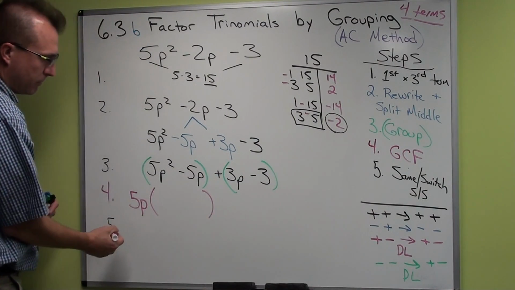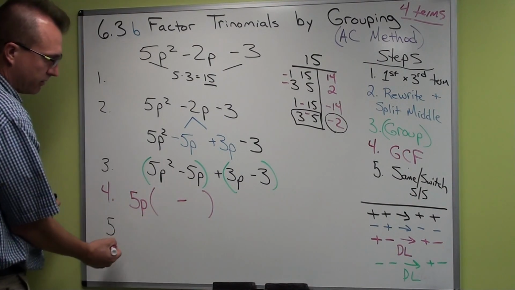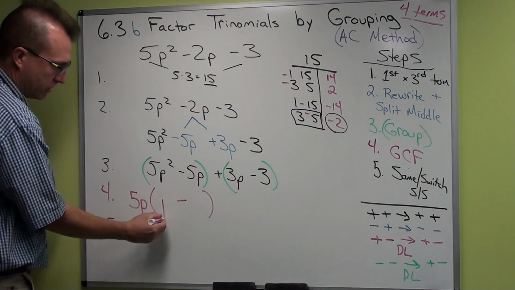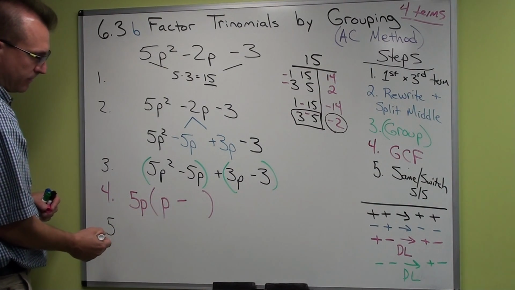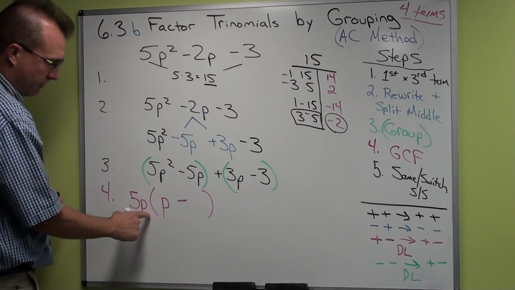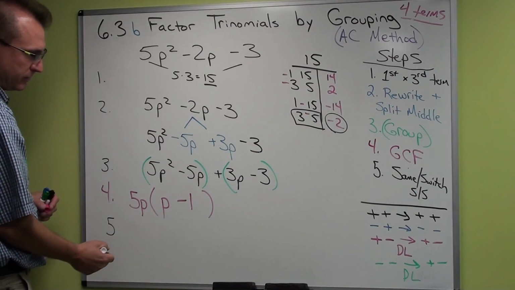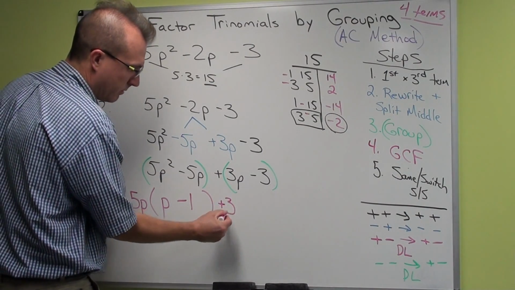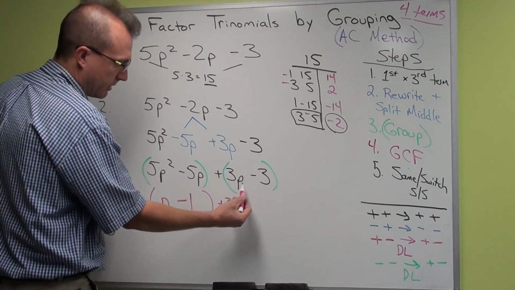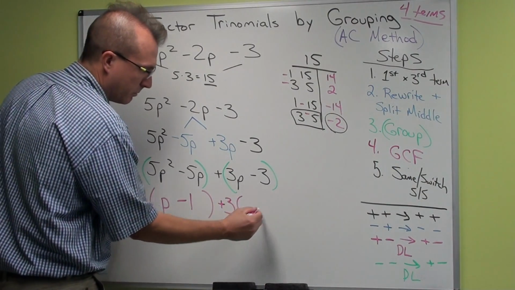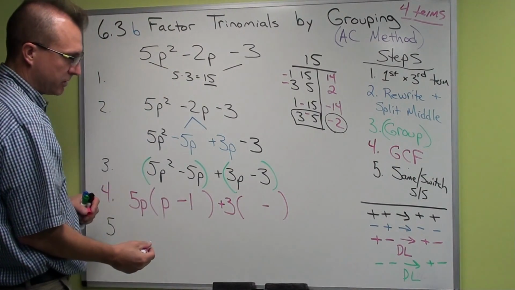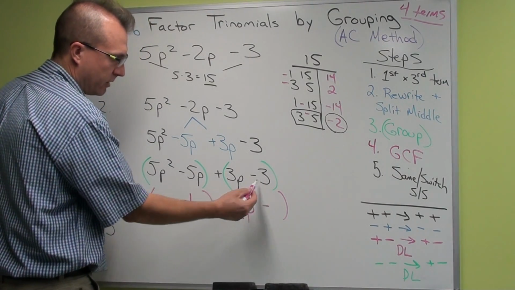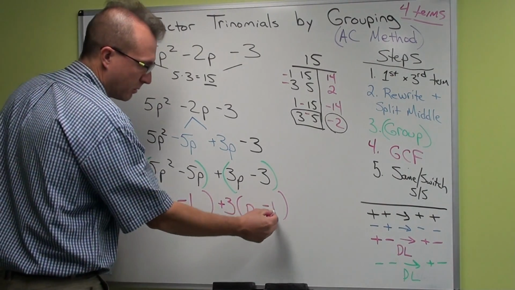Set up your parentheses, bring your sign down. 5p squared divided by 5p is just p. 5p divided by 5p is 1. Next one, we have 3, so that's a positive 3, and no letter can come out. So set up our parentheses, put your sign in. 3p divided by 3 is just a p. 3 divided by 3 is 1.